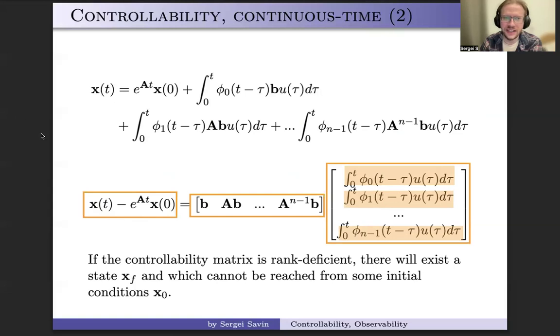Why? Well, for the exact same reason. X final, we want it to be something particular. X0 can be 0, for example. So any matrix times 0 is 0, so this whole expression goes away. We want to have any possible output. For that, we have to make sure that this matrix has full row rank, which is our original definition.